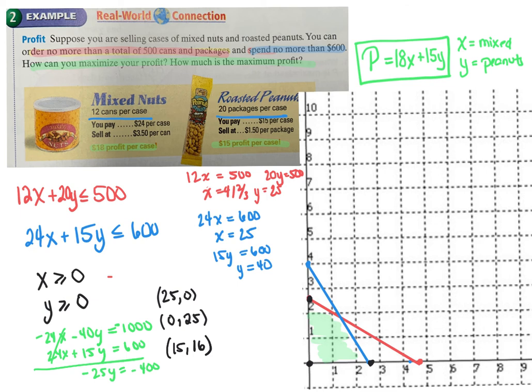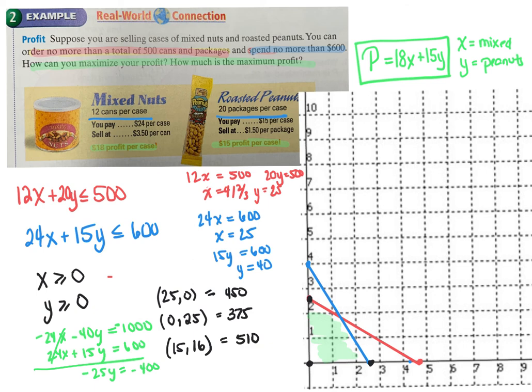Now, if they give you one with small numbers and you can see that they intersect at a perfect place, you're good to go. If you get numbers that do this, you're going to want to use one of your other methods of solving to get it. When you plug these in, 25, 0 gives you 450. 0, 25 gives you 375. 15, 16 gives you 510. Where's your maximum? And what is your maximum?